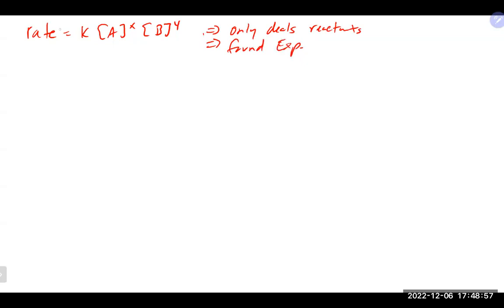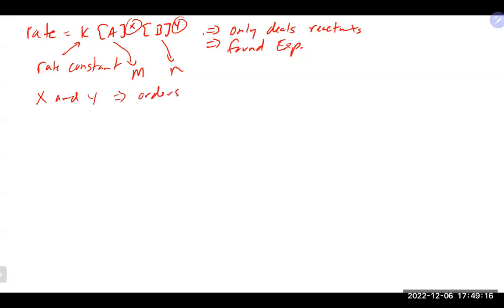And remember that k here is what is referred to as the rate constant, and that is lowercase k. These are obviously concentrations, which is molarity in most cases. And x and y are what are referred to as the orders. They also are found experimentally. They are not the coefficients in the balanced equation.